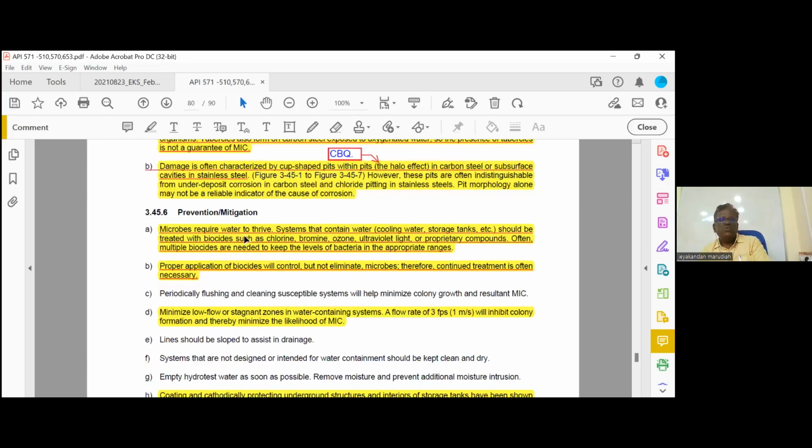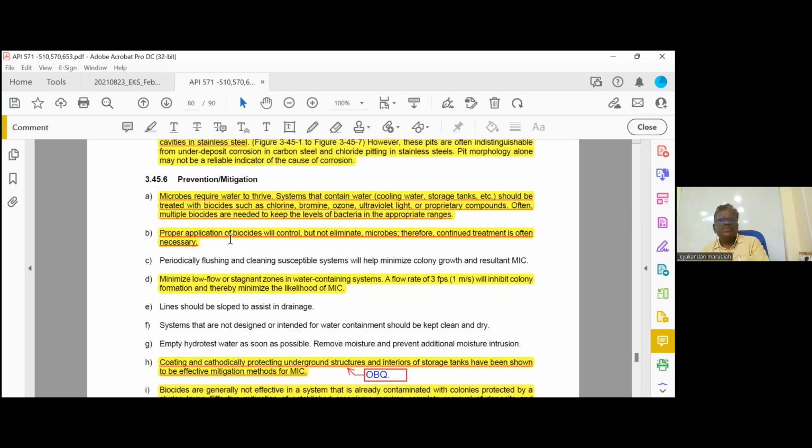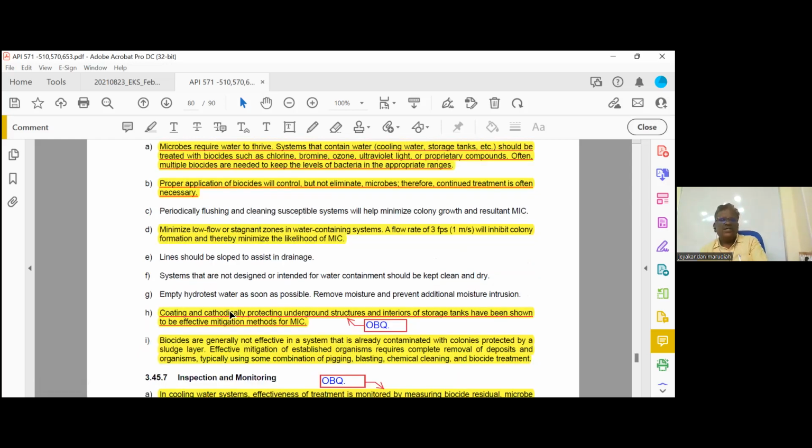Prevention: microbes require water to thrive. Systems that contain water should be treated with biocides such as chlorine, bromine, ozone, ultraviolet, and other proprietary compounds. Then highlight the B. Proper application of biocides will control but not eliminate microbes. Therefore, continuous treatment is often necessary. Then H is very important. Coating and cathodically protecting underground structures and the interior of storage tank bottoms have been shown to be effective mitigation methods for MIC. That is an open book question.